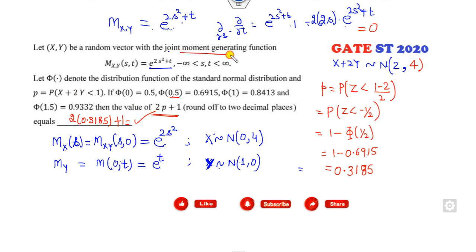Remember, this is the concept. When you have the joint density function, the concept is similar. You can find the corresponding moment generating function of X by taking t as 0, and the moment generating function of Y keeping s as 0, and compare with the same approach.